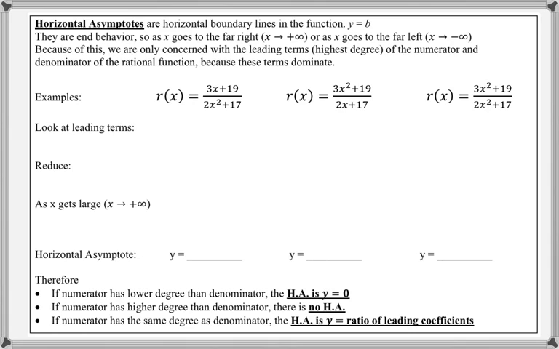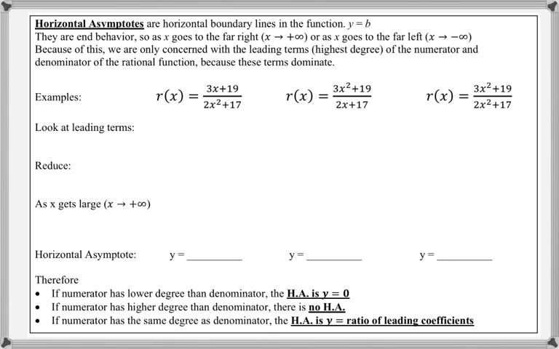With horizontal asymptotes, it's a little bit different. These are the horizontal boundaries in the function, and if you want to give it a generic form, it would be y is equal to b. They're really the end behavior. So it's like as you go super far to the right, or you could say x goes to positive infinity, or as you go all the way to the left, or you could say x goes to negative infinity.